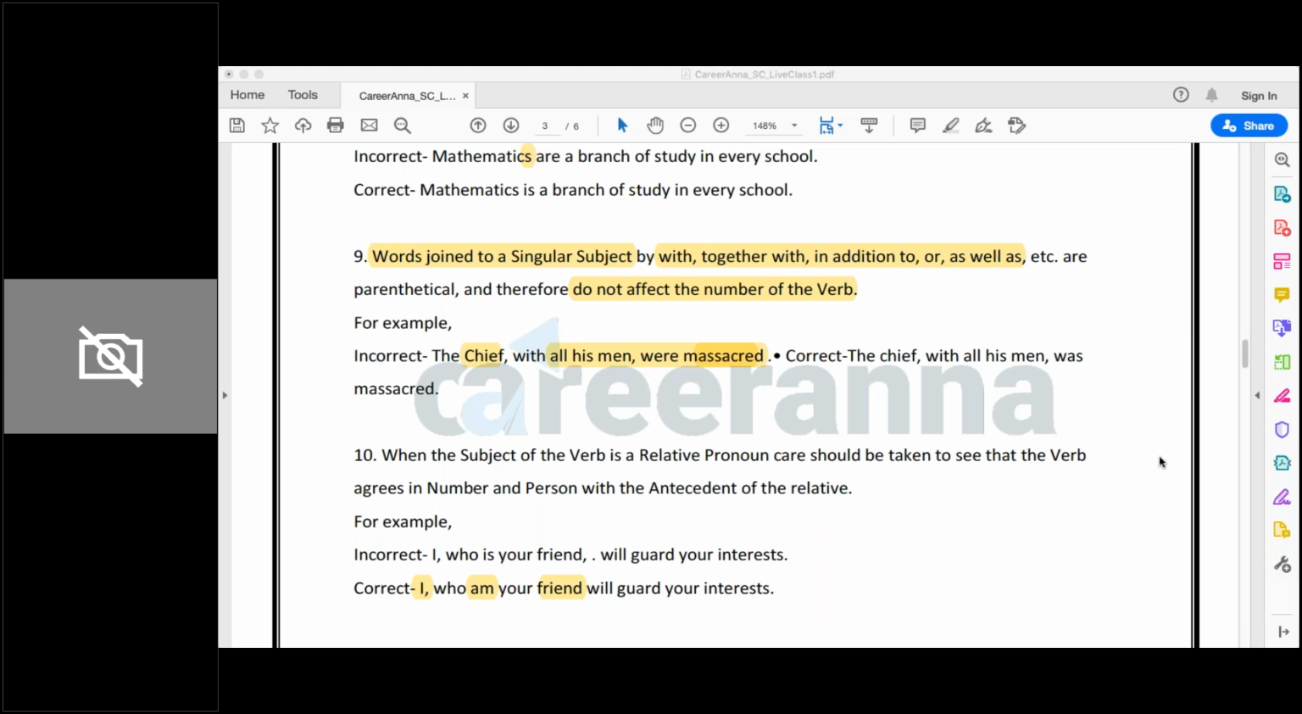Perfect. I guess we'll stop this session over here. It's getting a bit heavy. But among the 10 points which we have discussed, are you all able to understand them? Are you all able to see that some of these points cover some of the frequent mistakes which we end up making in a sentence correction question?